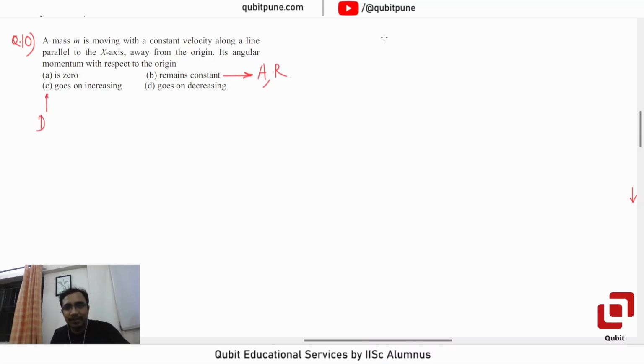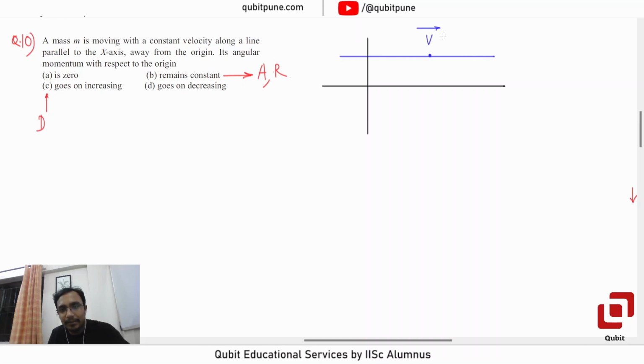Let's draw the figure. A mass m is moving with a constant velocity along a line parallel to the x-axis. Let this be the trajectory, and suppose this is v bar. It is moving with a constant velocity along a line parallel to the x-axis, so the velocity has to be v i cap.